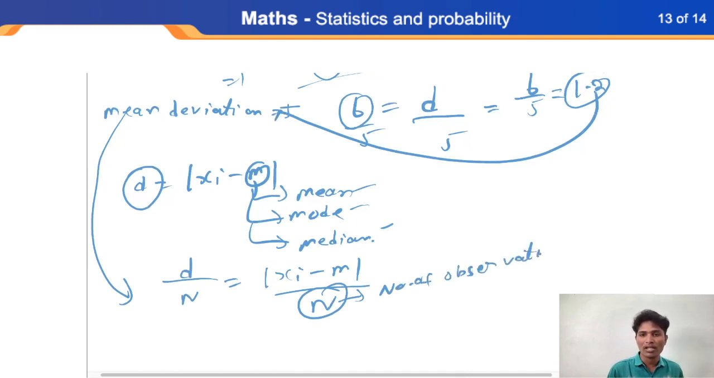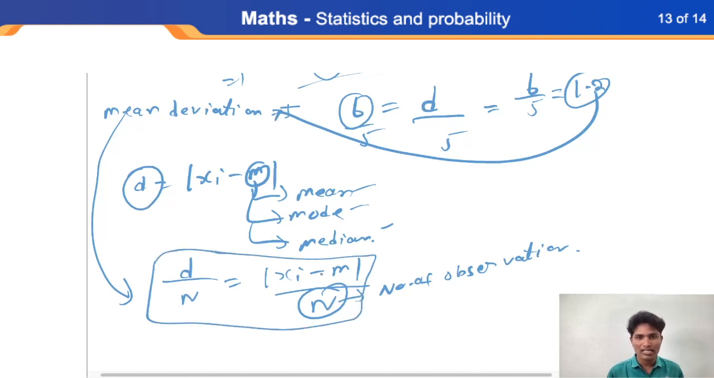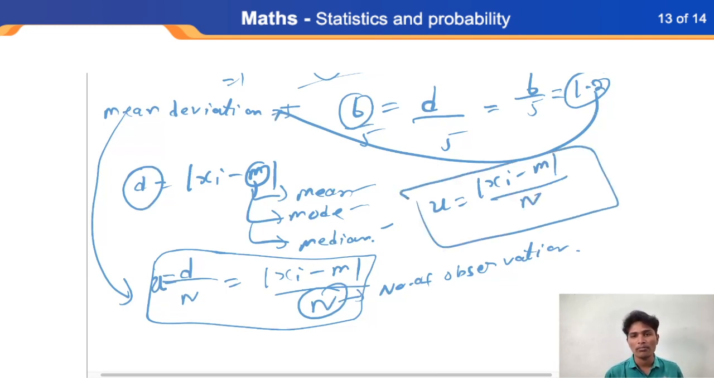This is the formula to calculate the mean deviation, that is D by n, which is mod of xi minus m divided by n. The mean deviation is also represented by nu. So nu is equal to D by n, which is equal to mod of xi minus m divided by n. This is the mean deviation formula you have to remember.